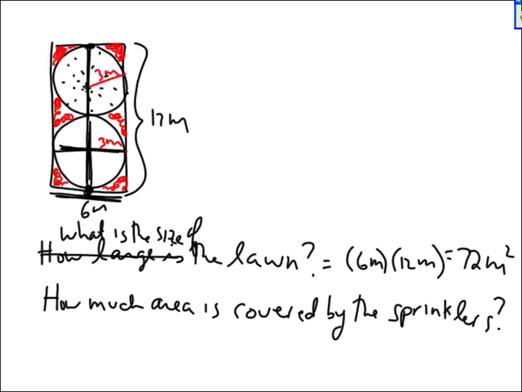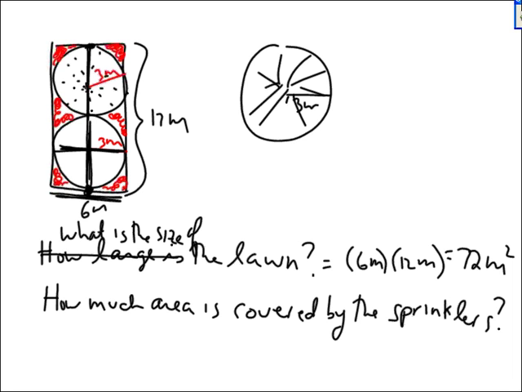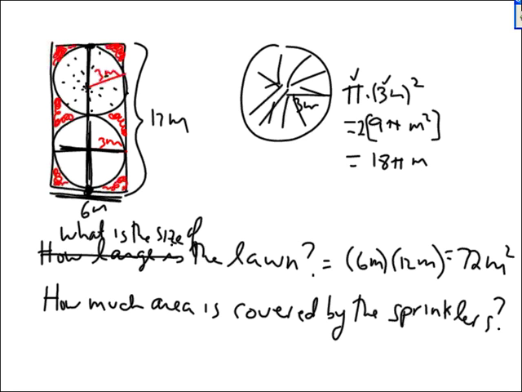The first sprinkler, the top one, we know this is 3 meters, and it covers everything inside that circle. It's pi times 3 meters all squared, which is 9 pi, since 3 squared is 9, times pi, meters squared. But you have the same for the other circle. So how much is covered by the sprinklers is going to be 18 pi meters squared.